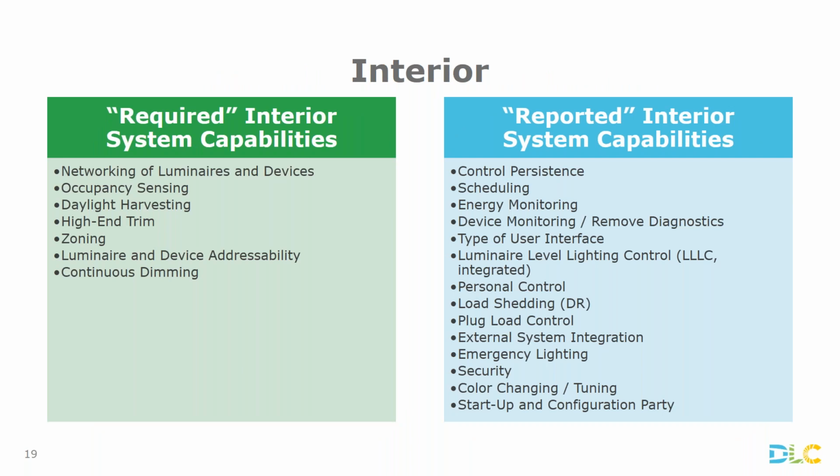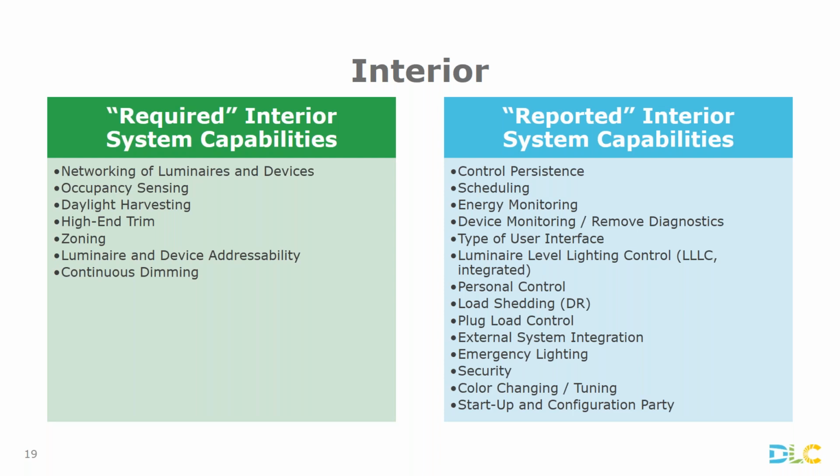This is the list for interior systems, and so it differs for exterior. So for interior systems, your system must be networked, and we'll talk about the definition of that in a moment. You must have 3 core control strategies: occupancy sensing, daylight harvesting, and high-end trim. You have to have a capability we call zoning. It's really programmable zoning, the ability to program your zones using software-based means. You need to have the capability for individual luminaire and device addressability, and your system must have continuous dimming capability.